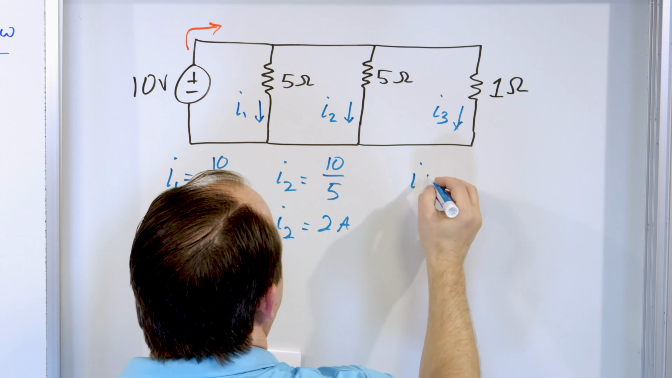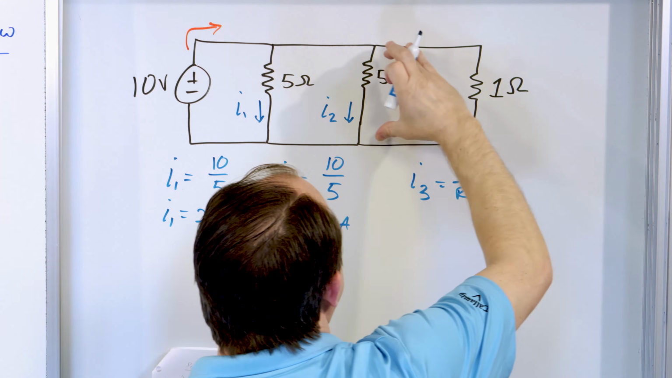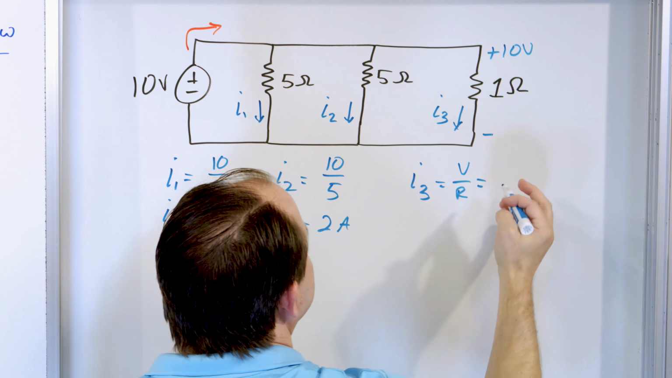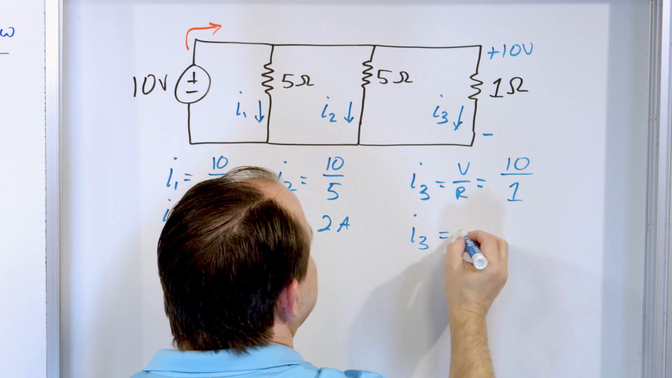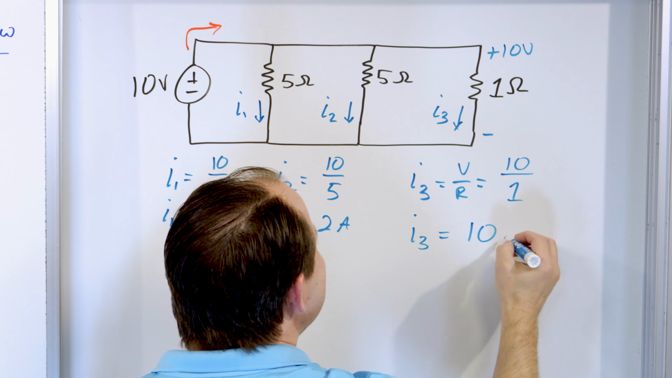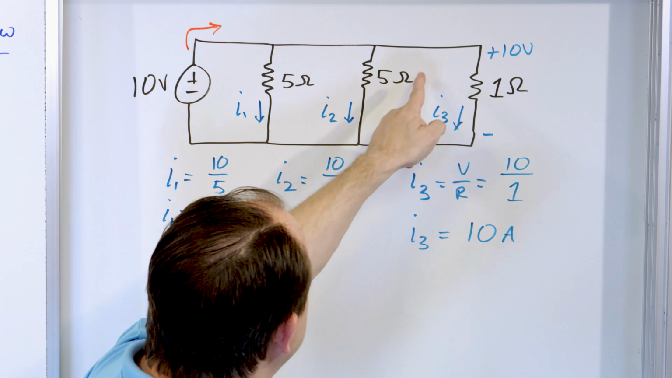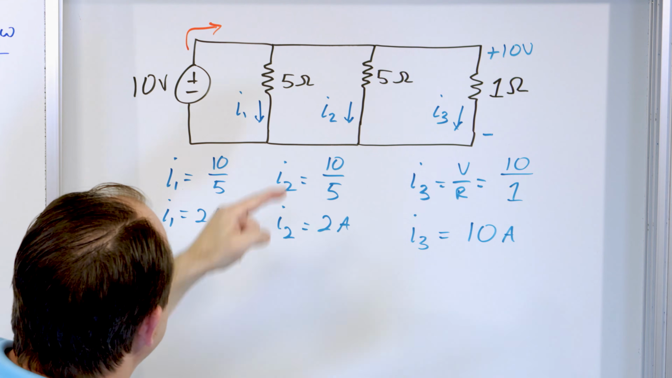But what do we have over here? For I sub 3, it's going to be V over R. The voltage is still connected over here, so there's still a voltage drop of 10 volts across, but only 1 ohm of resistance. So 10 divided by 1 is 10 amps. So notice in words we said that most of the current should flow through this branch, and that is what happens. 10 amps flows here and only 2 here and 2 here.